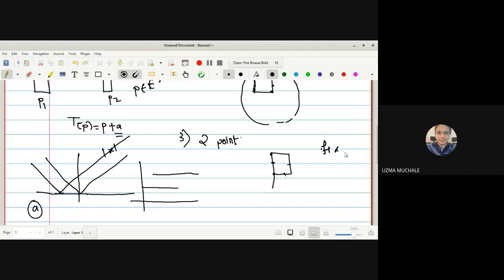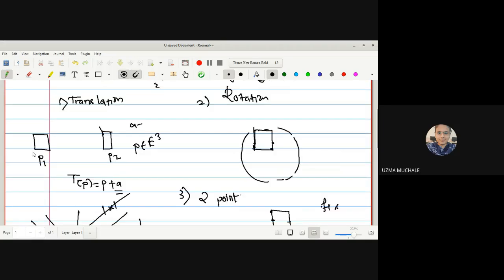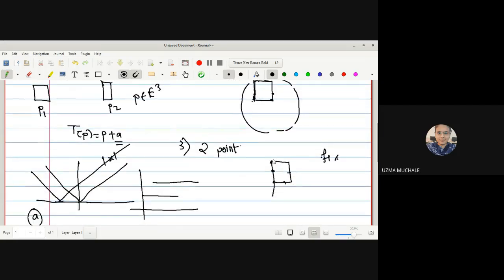Okay. So what are the things we have seen? First is translation motion. It can be moved to some other position with some constant vector A. Rotational motion means if I fix one point, the body can be rotated about that point. And if I fix two points, then the body can still be rotated about these two points. Suppose I have fixed these two points, then it can be rotated like this.